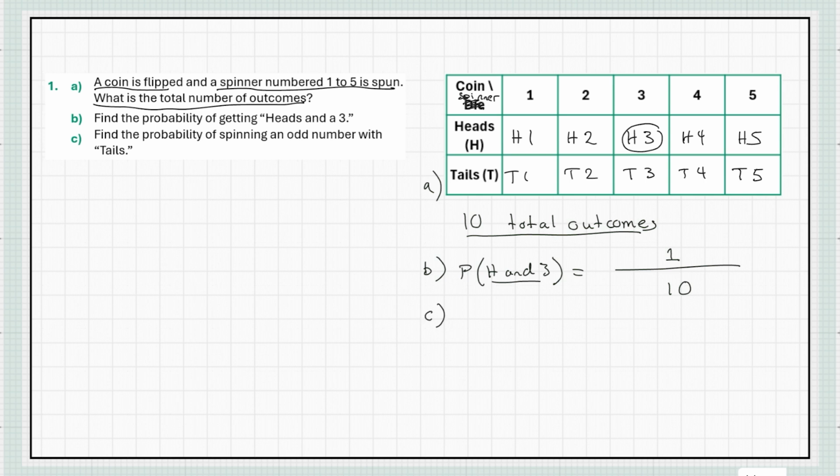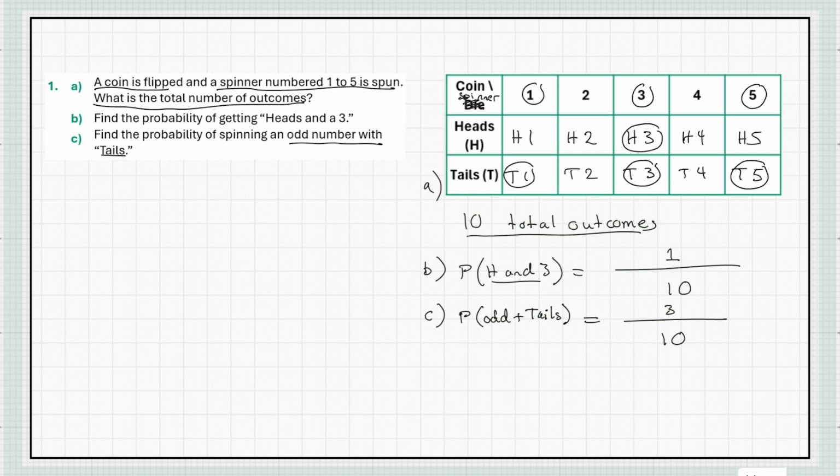C, find the probability of spinning an odd number with tails. So where are our odd numbers? We've got 1, 3, and 5. So probability odd plus tails is going to be something out of our 10 possible outcomes. Now what's it going to be? Well, we have a tails and a 1, a tails and a 3, and a tails and a 5. So there's 3 possible outcomes where we have an odd number combined with a tails.